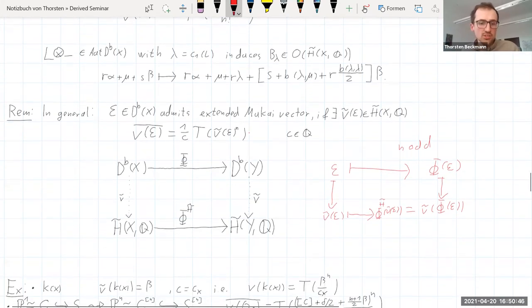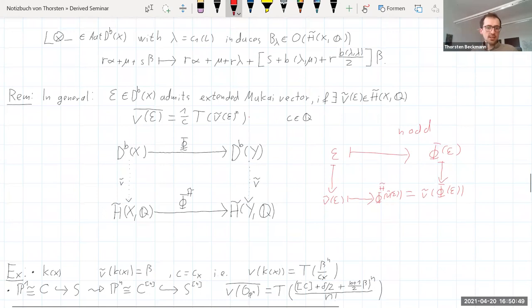And for example, I can also give more examples, also how I generated these examples. There's one other class I know of: I can take the skyscraper sheaf of a point, and that is extremely easy using the lemma I had just above. The extended Mukai vector in this case is just the class beta. So in that case, this constant C from the definition is just the Fujiki constant. And that means the Mukai vector of the skyscraper sheaf is just the projection of beta to the n divided by the Fujiki constant.